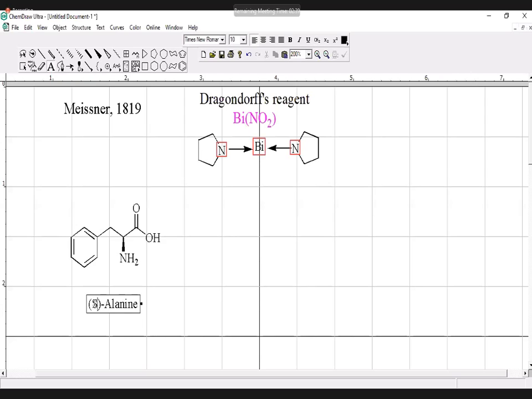And S is always italicized, and this S is showing the absolute configuration. This nitrogen is at an asymmetric center. You can say this S is associated with this asymmetric center, showing it is anti-clockwise. Nitrogen is our first priority. This carbonyl group is second priority. This CH2 group is third priority. You have come across the CIP rule in your semester 5, organic chemistry 1. And this hydrogen, which is pointing here, is behind the plane. So this is 1, 2, 3. You can see this is an anti-clockwise rotation. So this is S-alanine.